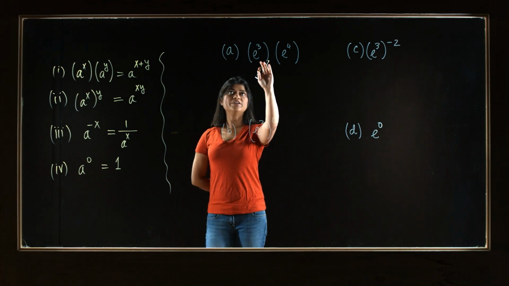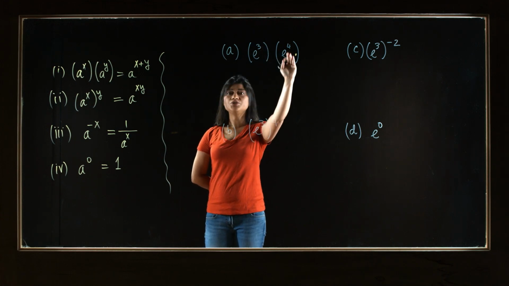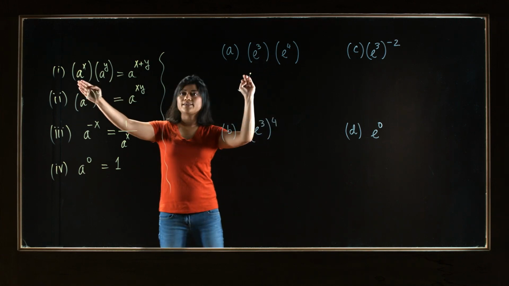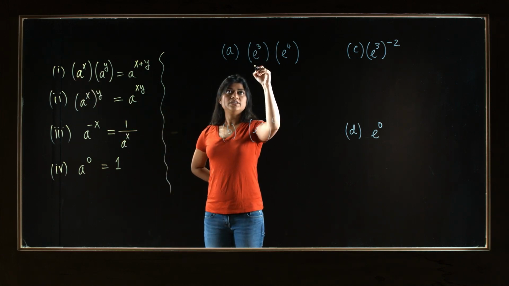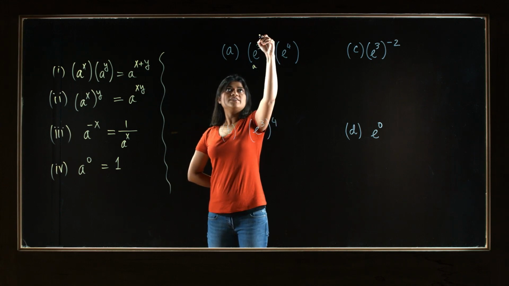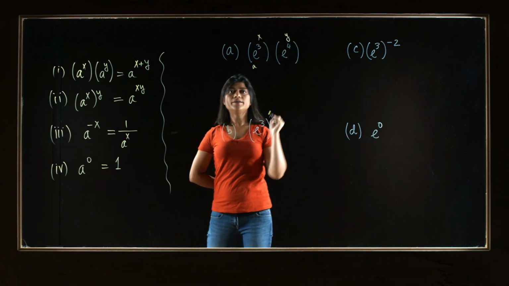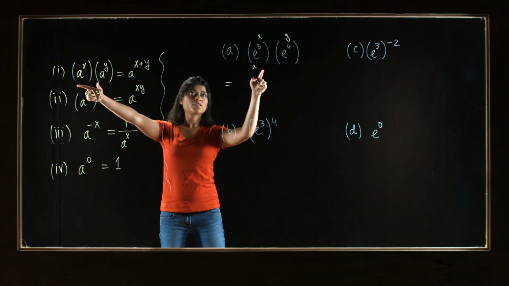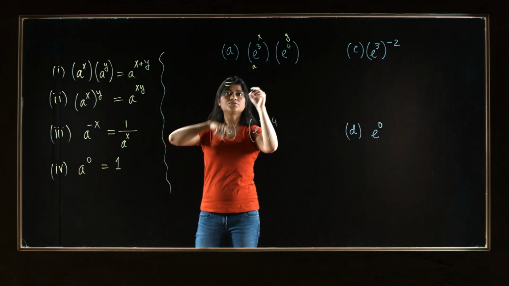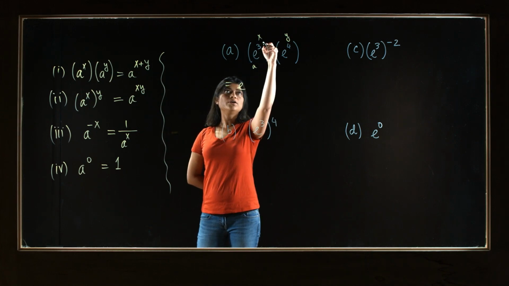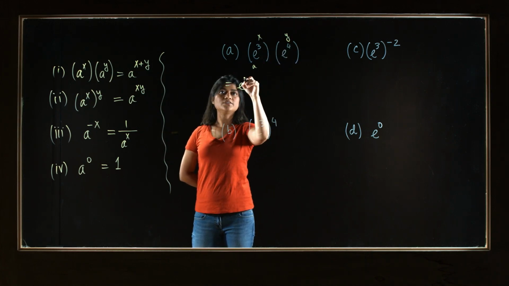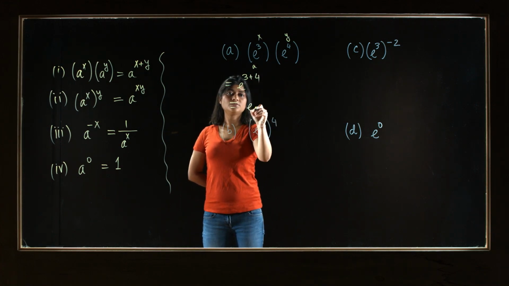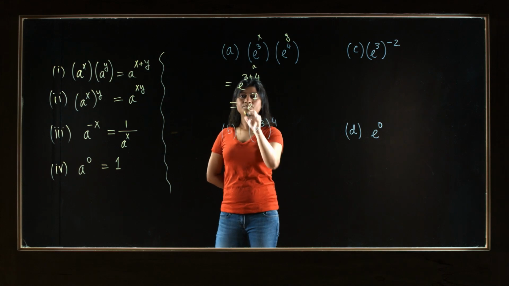The first one, we have e cubed times e to the 4. So this e is the number e, but it is like a. So e is our a, and then 3 is x and 4 is y. So we can apply, look, it's like the property 1. We can apply that property to say this is same as e to the power, you add the two constants, 3 plus 4. So this is e to the power 7.